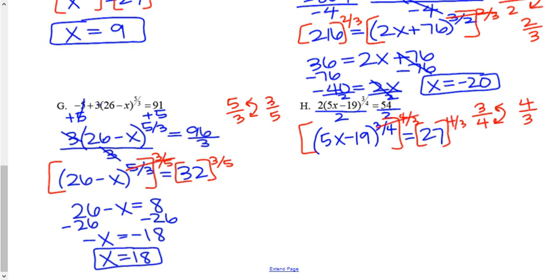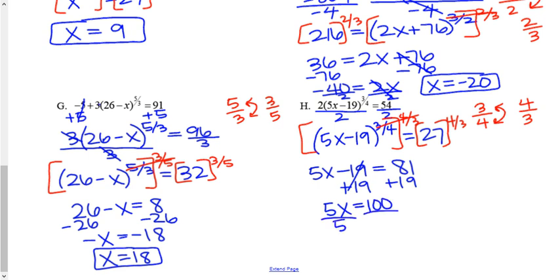On the left, they totally cancel. So I'm left with 5x minus 19. On the right, I'll take 27 to the power of 4 divided by 3, and I got 81. Then, to solve for x, I'm going to add 19 to both sides. So I get 5x equals 100, and then I divide both sides by 5. X equals 20.